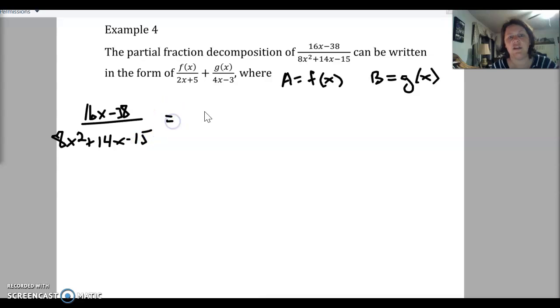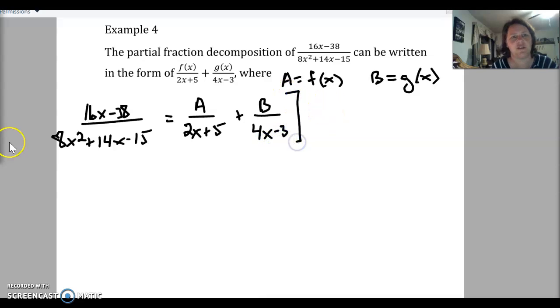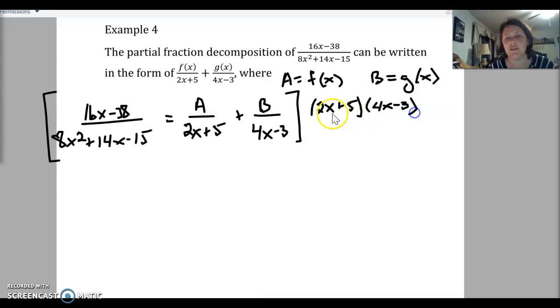Now they gave me what that factors to, so that was very nice. That factors to a over 2x plus 5 plus b over 4x minus 3. So you can see we're just trying to ease it into this partial fractions pretty slowly. So multiply both sides by 2x plus 5 times 4x minus 3. Okay, remember you're distributing that throughout the whole equation.